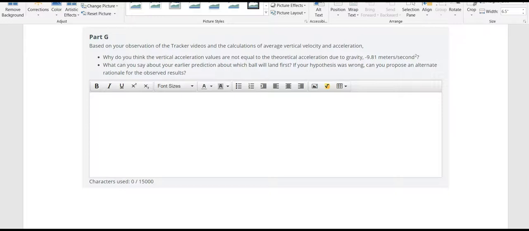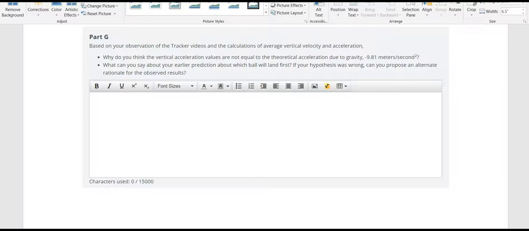So after almost half an hour talking to you, part G, last part. It says, based on the videos and the calculations you've done, why do you think the vertical acceleration, the rate at which it falls, is not equal to what's supposed to be, which is actually 9.81 meters per second squared? So why is it different? Well, that 9.81 is based on having a frictionless environment, a vacuum, if you will. We all know there's not a vacuum on the Earth. We actually have air. So maybe use that as part of your answer.